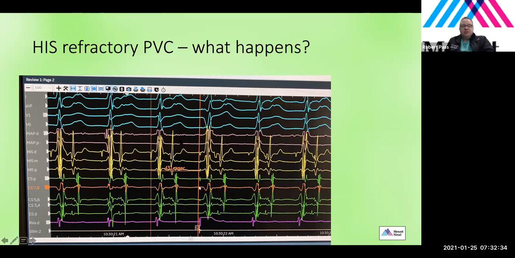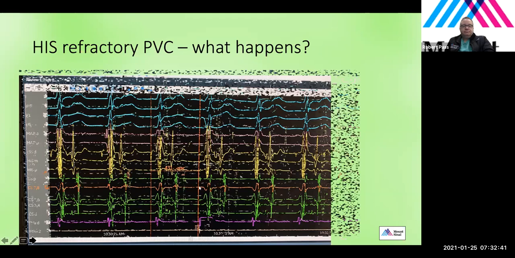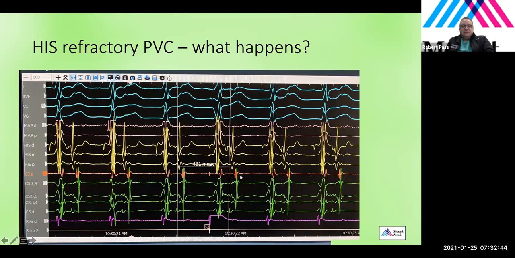So the key question is: is this A to A interval the same as this A to A interval? And in fact, it is exactly the same. The His to His interval was 431 milliseconds, and this A to A interval is also 431 milliseconds, meaning that a His refractory PVC did not advance the next A. And that would be consistent with a diagnosis of AVNRT, or atypical AVNRT.